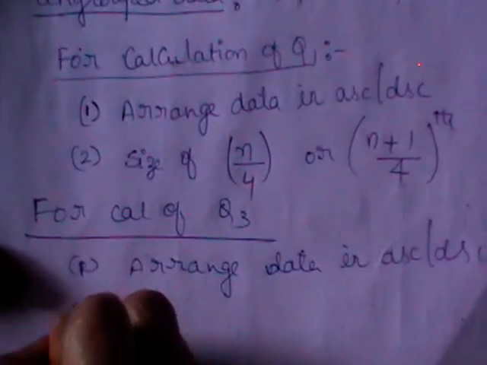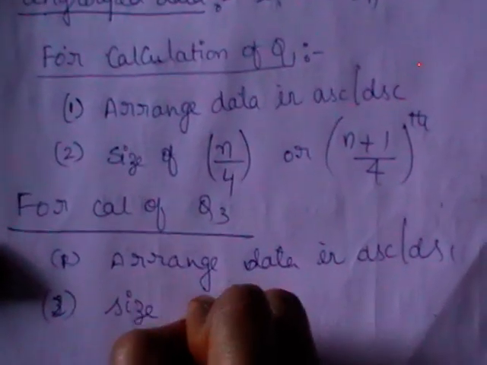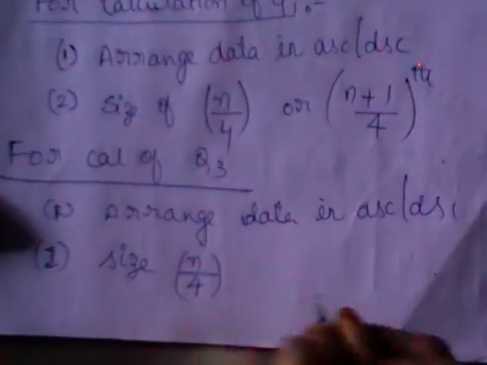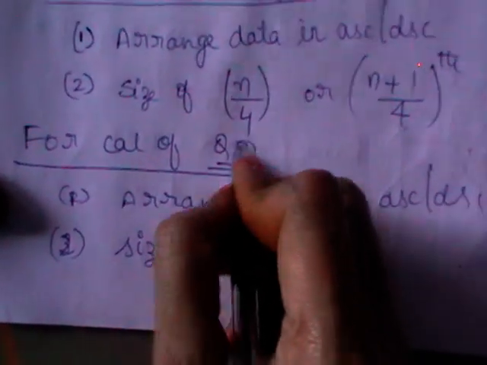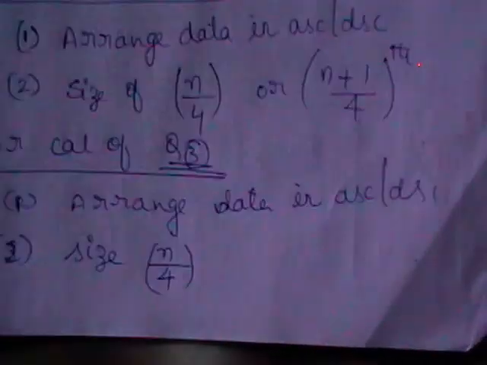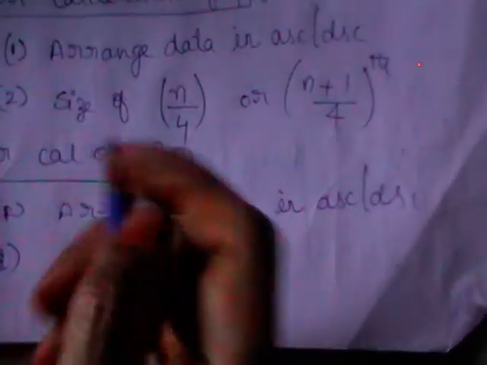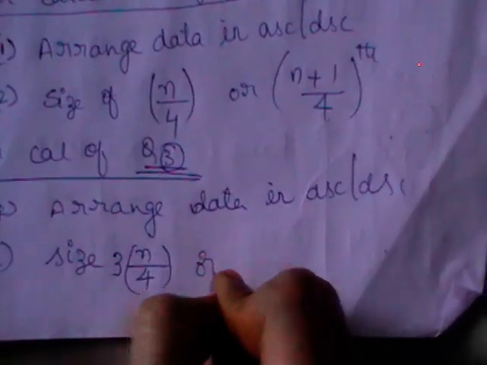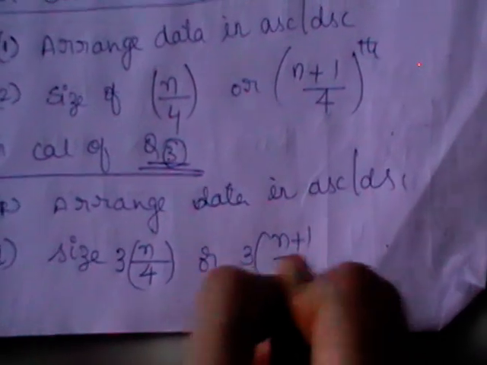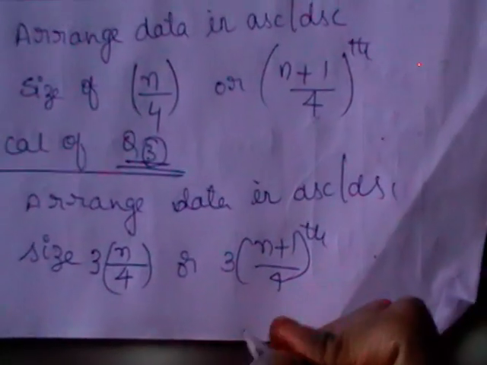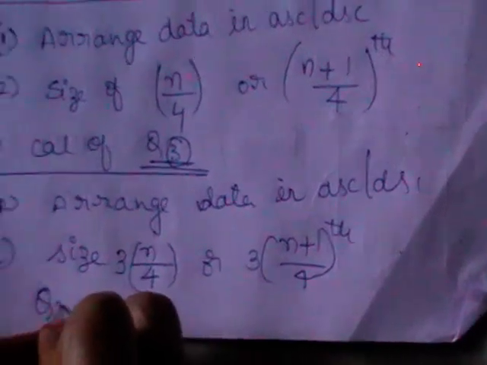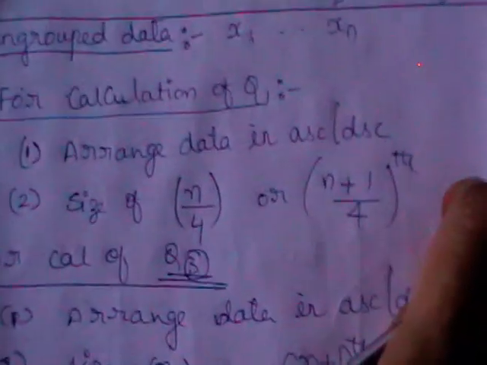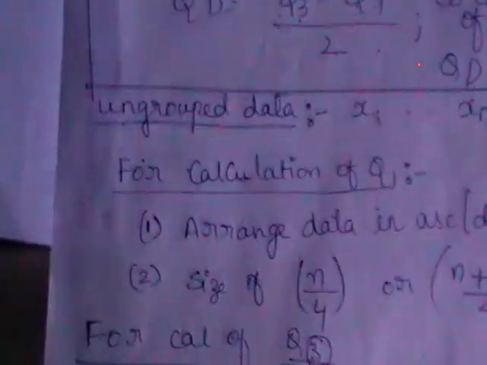The second step, as it is a quartile, is to consider the size of n by 4. What is the order of this quartile? Q3 stands for third quartile, so you need to put 3 into n by 4, or 3 into n plus 1 by 4, th item in the ordered series. That gives you Q3. Once these two are with you, Q3 minus Q1 by 2 gives you the quartile deviation.